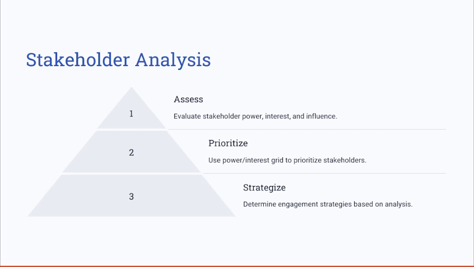So we use the power interest grid to evaluate the stakeholder influence and interest, and this step helps to prioritize the stakeholders and tailor the engagement strategies to their needs.